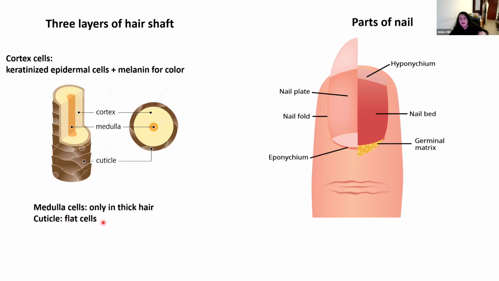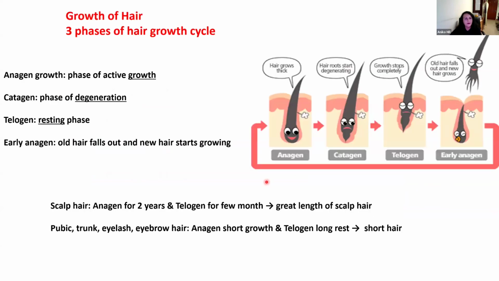Now, the parts of the nails are not meant to be memorized, like eponychium and hyponychium. What I wanted to show you here is that this is really the place, like the stratum basale, where the nail is growing.